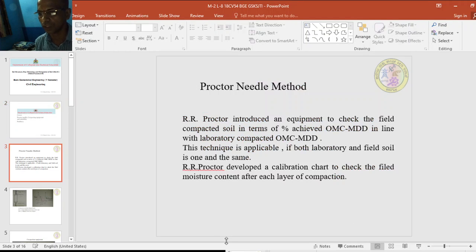R.R. Proctor introduced an equipment to check the field compaction of soil in terms of the percentage achieved of OMC and MDD, in line with laboratory compaction OMC and MDD. This technique is applicable if both the laboratory and field tests are one and the same. R.R. Proctor developed a calibration chart to check the field compaction moisture content after each layer of compaction.